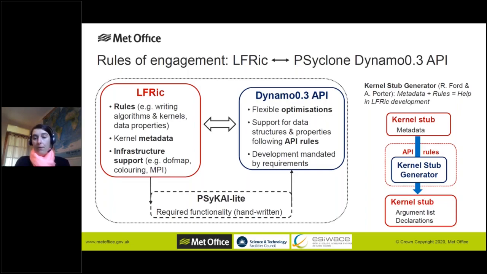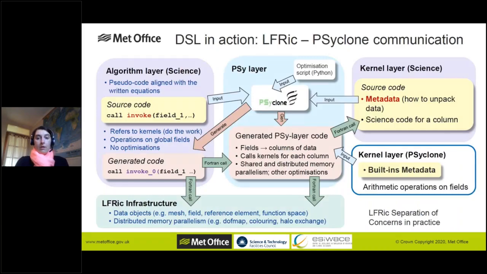And as I said before, the kernel stub generator utilizes that kernel metadata and the LFRic API rules to create the argument list and declarations. Right, so this is a more detailed version of the slide that Andy has showed. I'm just going to go through this, because this is the procedure that we are going to follow in the tutorials. So in the algorithm layer, we have pseudo code aligned with the written equations to an extent.